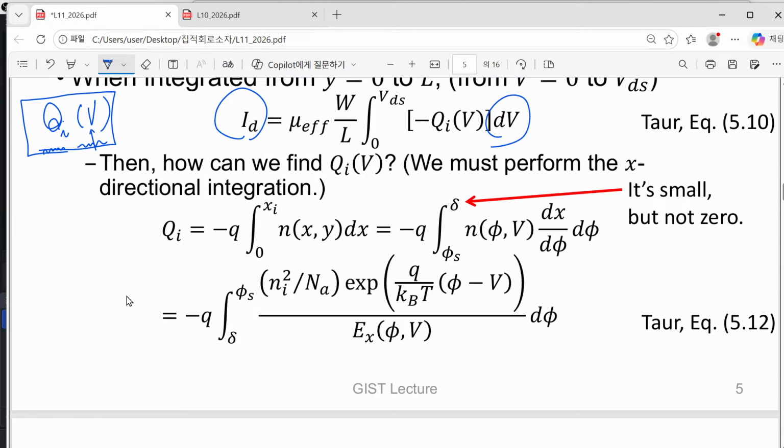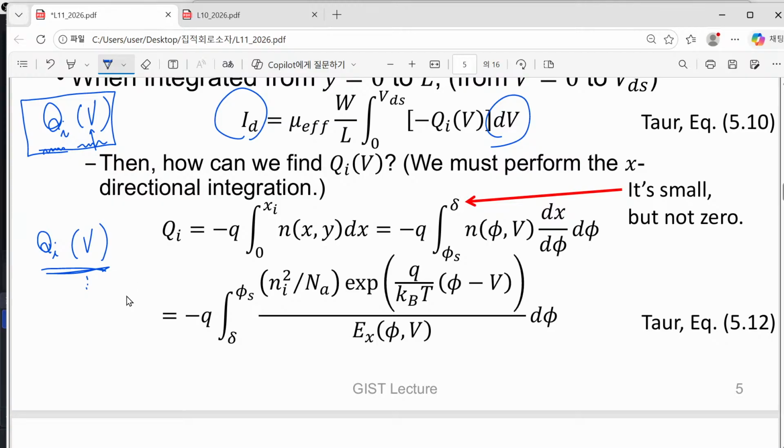Although we have just 10 minutes, let me just try to explain. So now you understand the importance of our discussion. We have done quite well. Now if we can express Qi as a function of V, then we will have the complete understanding of drain current. But how can we do that?